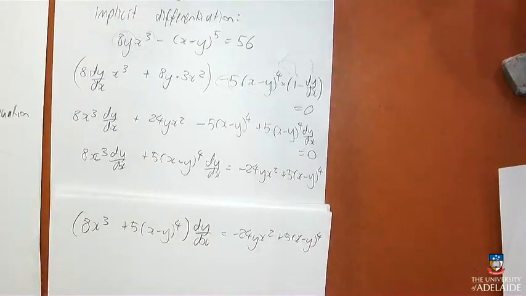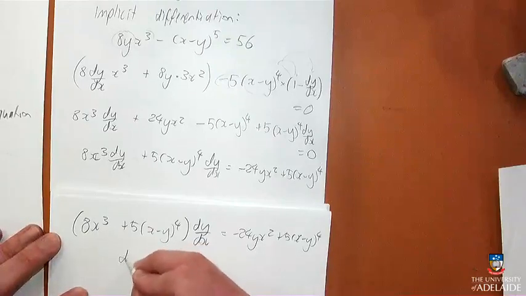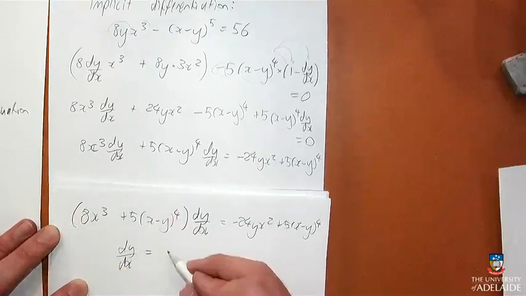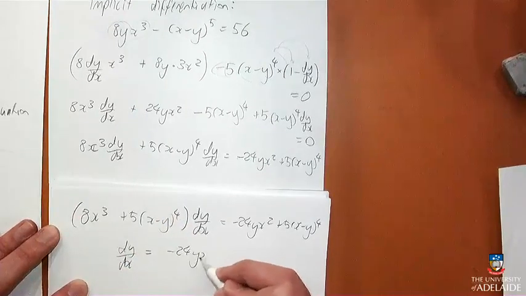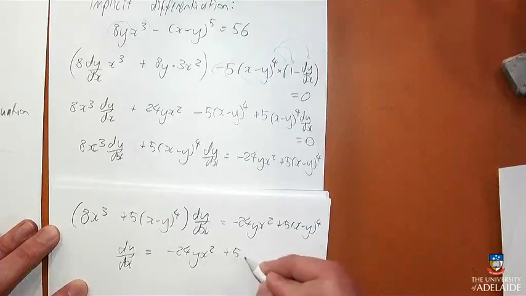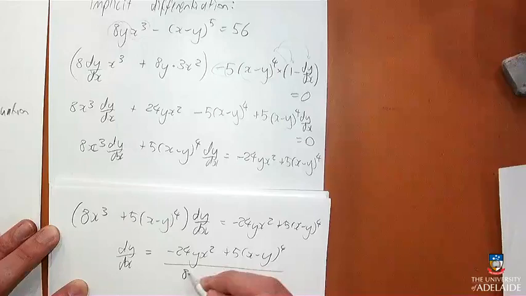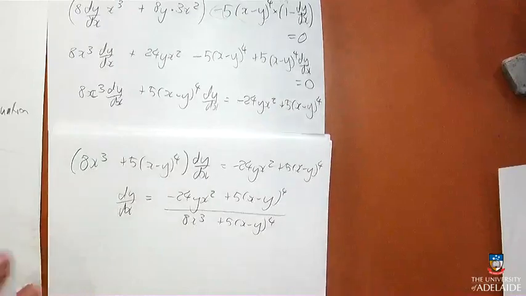Okay. And so I now have that dy over dx. If I divide by this, it won't be there anymore. So I can have minus 24yx squared plus 5 times (x minus y) to the 4 over 8x cubed plus 5 times (x minus y) to the 4. And that is what the slope is.